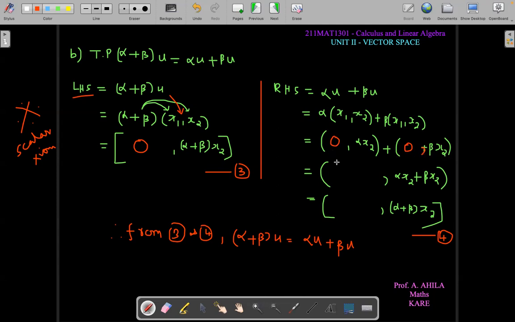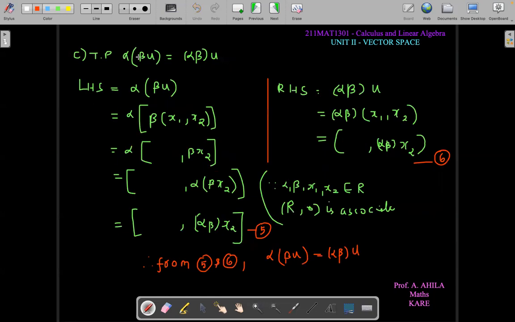Okay. Now add both. So the first ordinate goes 0. Here also it is 0. And alpha x2 plus beta x2 here. Therefore take alpha plus beta into x2. Take x2 common. Now we get the third and fourth equation are same. Okay. So from 3 and 4, alpha plus beta into u equal to alpha u plus beta u. So these two conditions are satisfied.